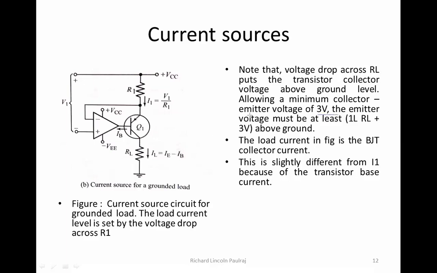The emitter voltage must be at least IL into RL plus 3 volts above ground. Now, what is this exactly? We should look into the load resistance. Here you can see that this load resistance is given by RL.